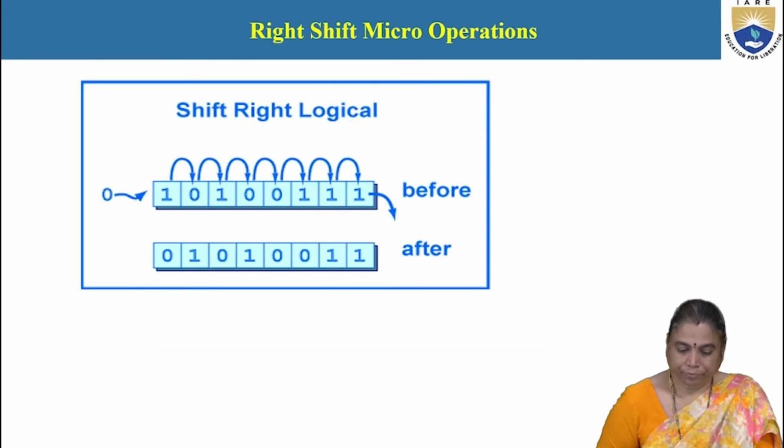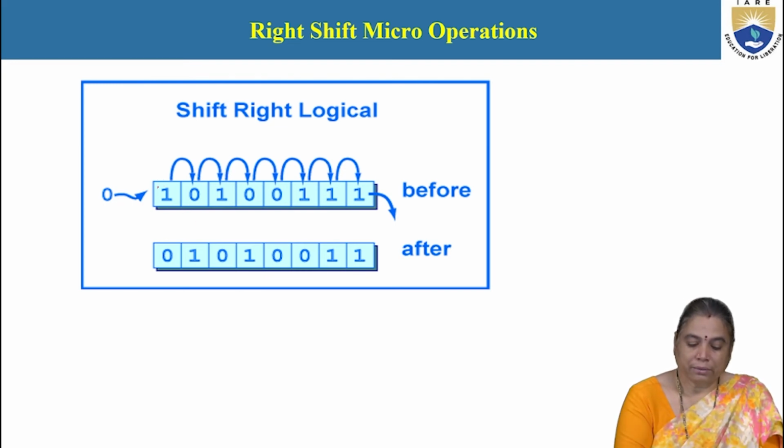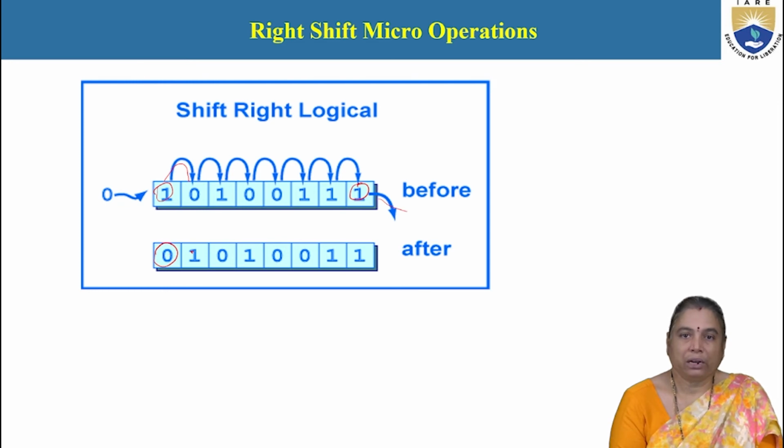What is the right shift micro operation? So here the bits have to be moved in the right side direction. So the value that exists in the MSB can be moved to the next position. Like that each bit has to be moved in the right side direction, and the LSB position can be discarded, and the empty position that is created at the MSB can be filled with 0. This is referred to as the right shift micro operation.